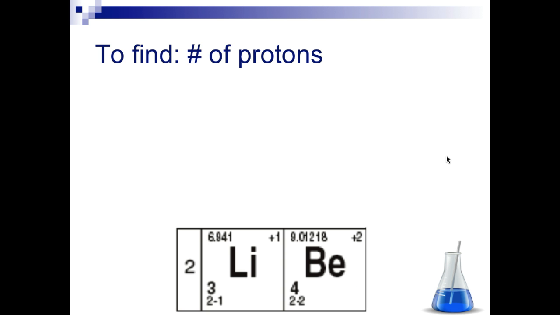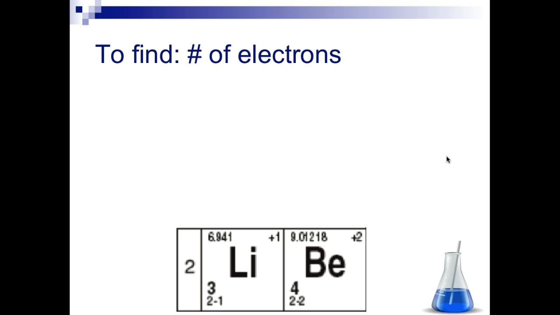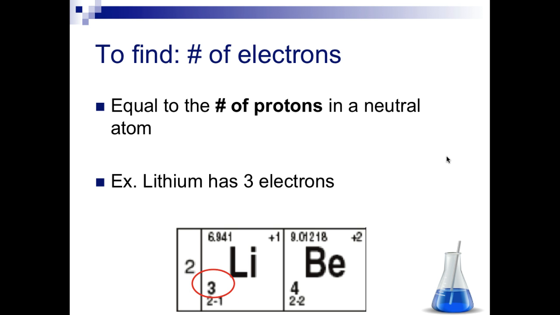Now, to find the number of protons for any atom, we're going to take our atomic number off the periodic table. So, for example, lithium has 3 protons. Then we're going to use that to find the number of electrons. The number of electrons is equal to the number of protons in a neutral atom. So if lithium has 3 protons, it also will have 3 electrons because it is neutral.